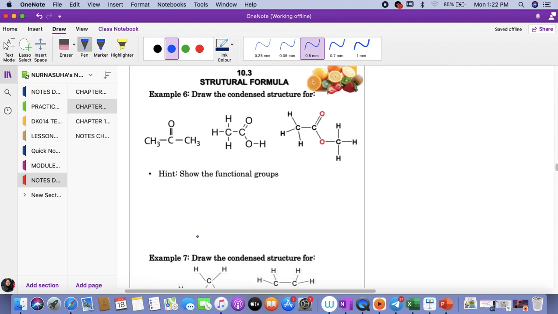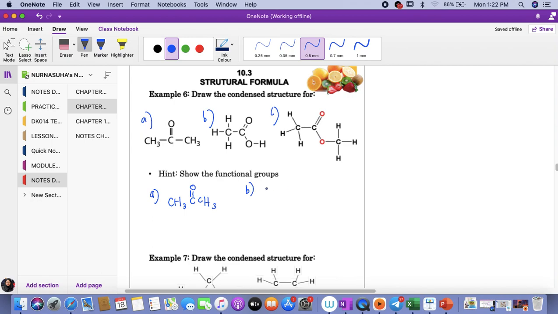Okay, next example. If your compound has a functional group, you have to show it. Okay, kena tunjuk. For example, let's say I put here A, B, C. For compound A, CH3, hide the bond, double bond O, CH3. Okay, like that. Show the functional group.